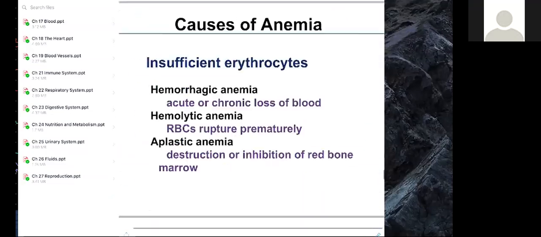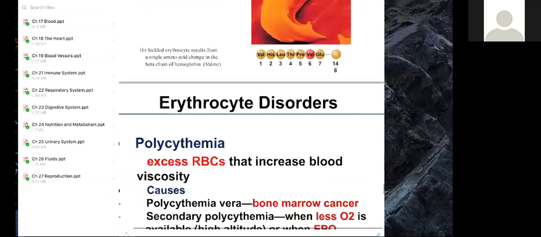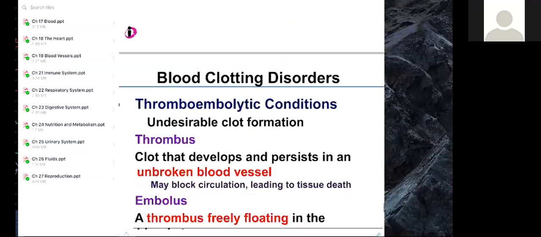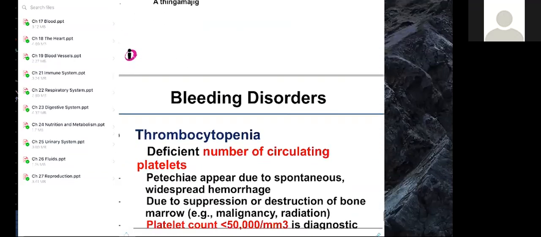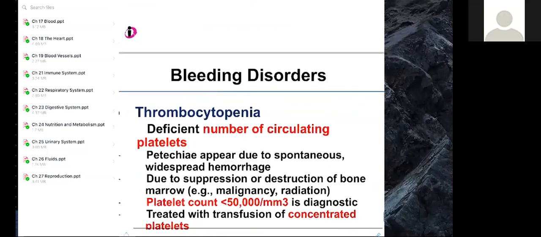The essay question that we're going to have for this upcoming lab exam is going to be addressing erythroblastosis fetalis. Erythroblastosis fetalis, you're going to need to know the pathogenesis of the disease.